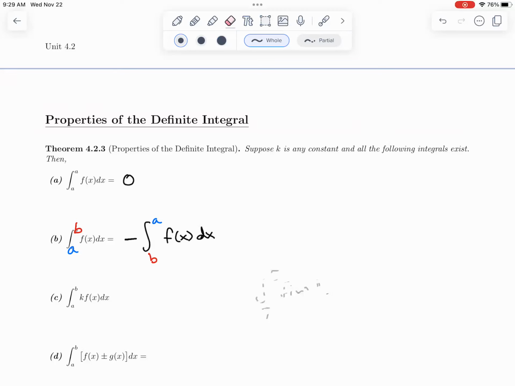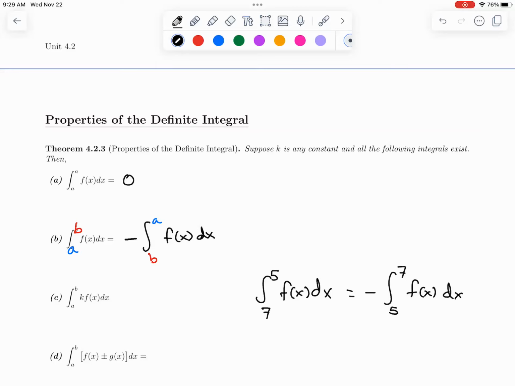Yes. If you wanted to, you could flip the number signs, and just make this the negative integral from 5 to 7 of f of x dx. You could do that. You're allowed to.